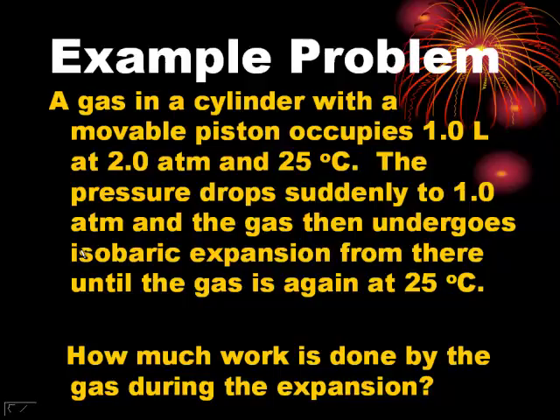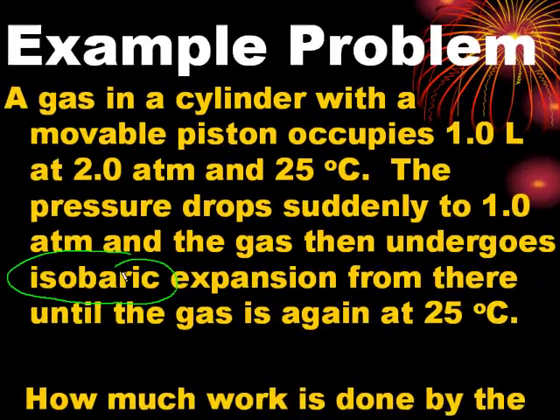degrees C. Pressure drops, so there's a decrease in pressure, and then the gas undergoes isobaric expansion, so the pressure stays constant and the volume increases until the gas is at 25 degrees C. The question is, how much work is done by the gas during this expansion?